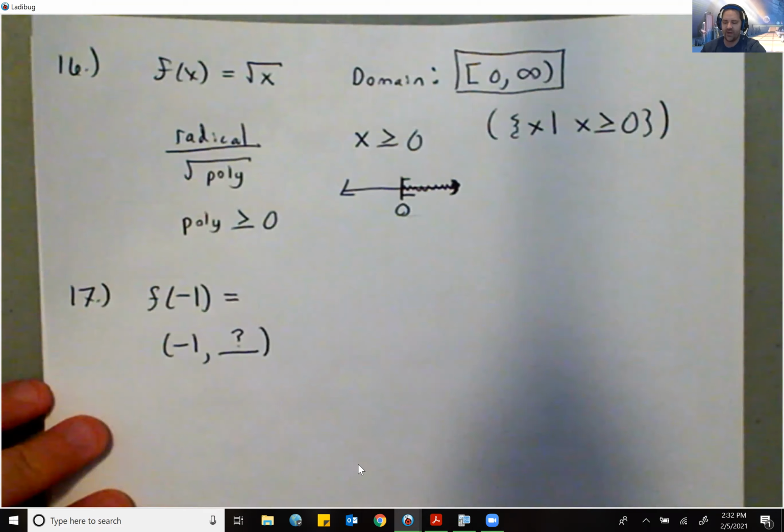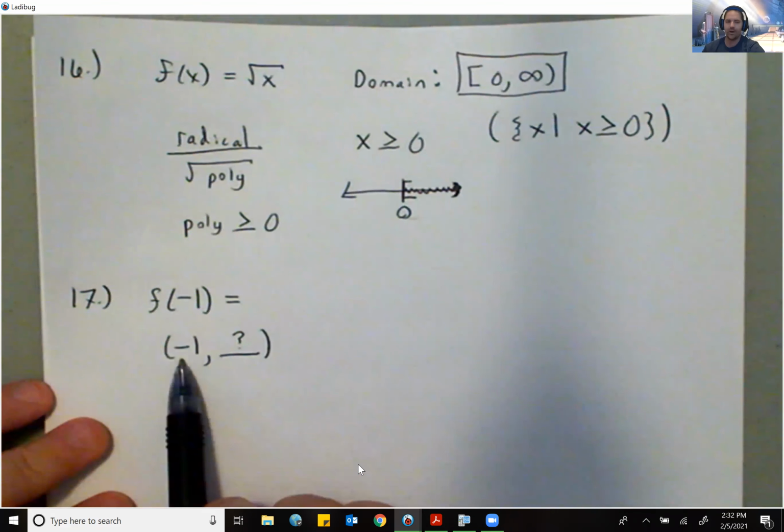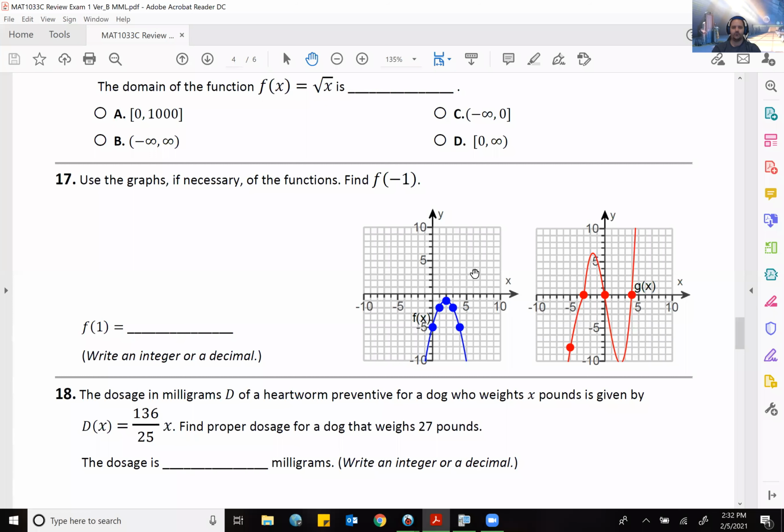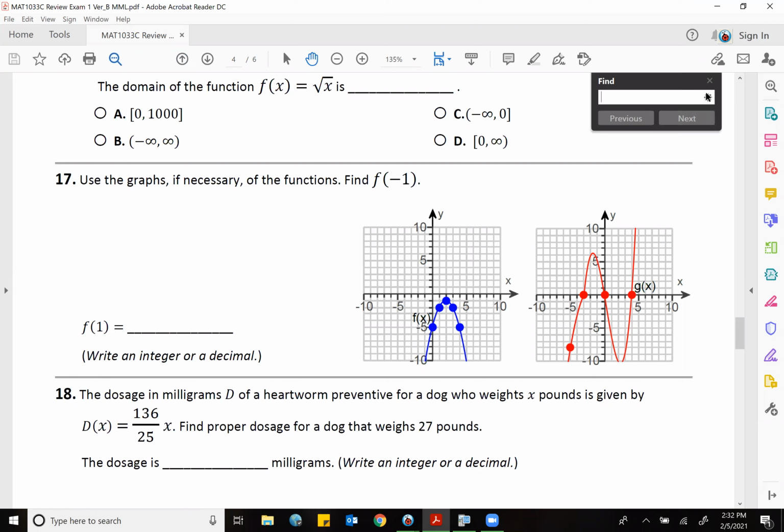If x is -1, what's your y value going to be? So go to -1, find me the y value. Is it -2? It's not -2. I can't really see that. Let me zoom in. Is it -5? Nope.